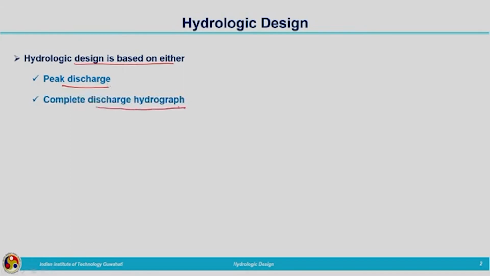For any type of design related to a hydrologic structure, we need to have the peak discharge value corresponding to a particular rainfall. What will be the value corresponding to that? We know already that these values are random variables. Suggesting a single value corresponding to this peak discharge is very difficult. So, there are different ways to find out the value corresponding to this peak discharge, and for the design purpose we consider a single value of peak discharge or the complete discharge hydrograph.